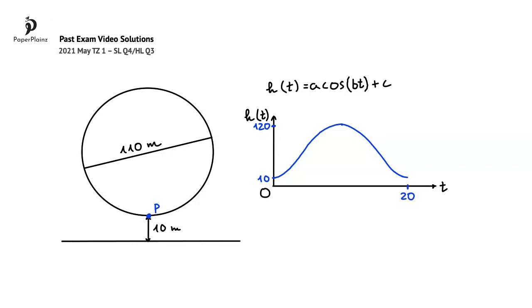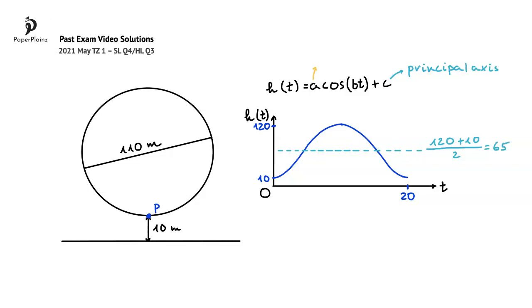Let's now figure out the values of a, b, and c. Let's begin with c, which shows us the principal axis of the graph. The principal axis is halfway between the minimum point and the maximum point, so it can be drawn like this. To find the number halfway between 10 and 120, we'll add 120 and 10 and divide the result by 2. This gives us 65. Therefore, c is 65.